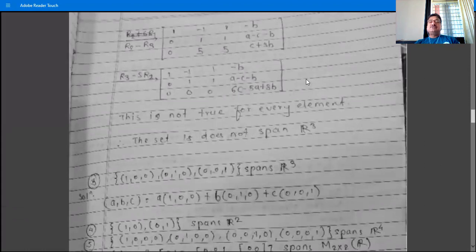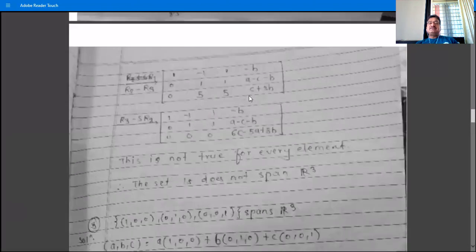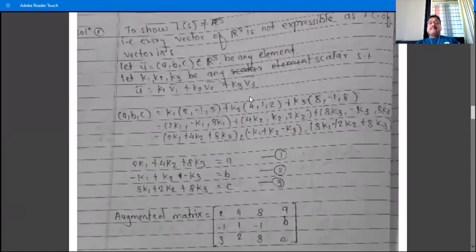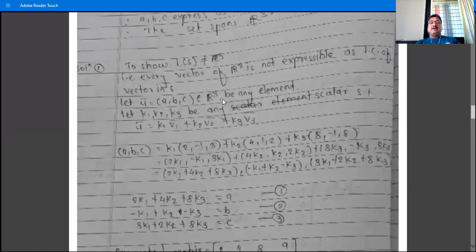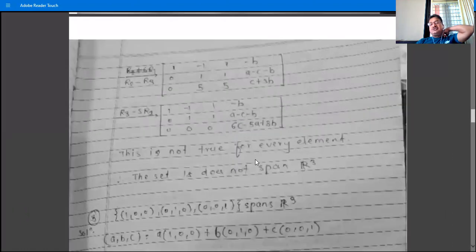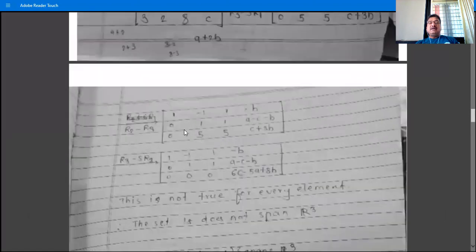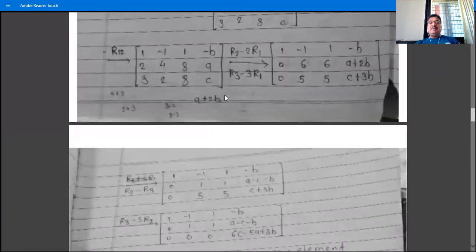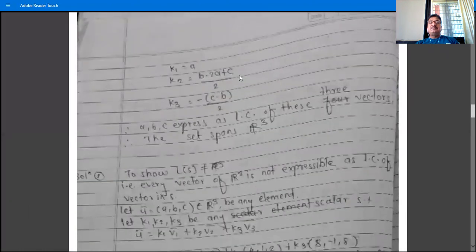Therefore, the rank of A is 2 and the rank of AB is 3. These two are not equal, and therefore the given system is inconsistent. And therefore we say that, so write these statements, and then we say that this A, B, C is not expressed as a linear combination of V1, V2, V3, and therefore we say the linear span is not equal to R3, or we say the set does not span R3. So write that sentence.